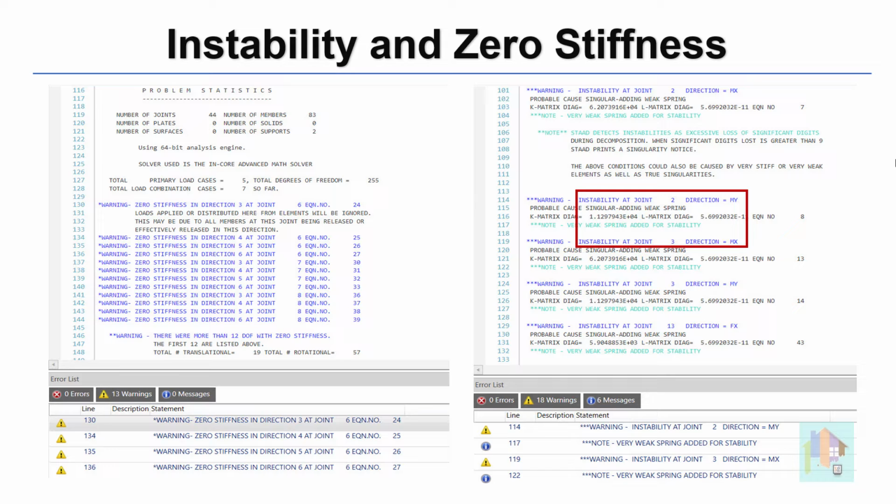And for instability condition, direction and node number is mentioned in the warning along with the stiffness matrix information and equation number. Once again, this information is not our primary concern. The most important information is the direction of the instability and the node number where the problem has occurred. For zero stiffness warning, the direction is specified as a number. Like in these warnings, the direction is mentioned as 3, 4, 5 and 6.